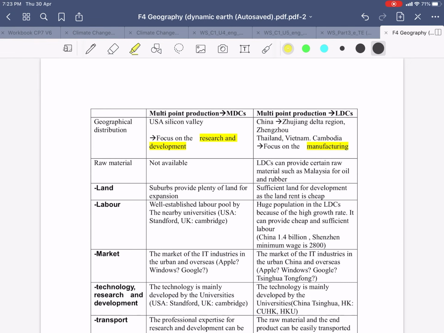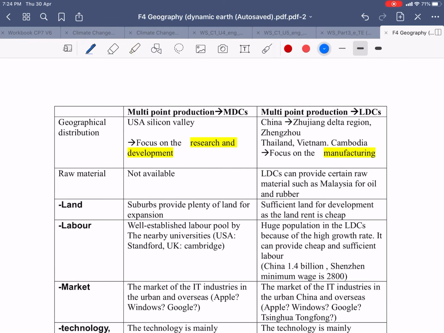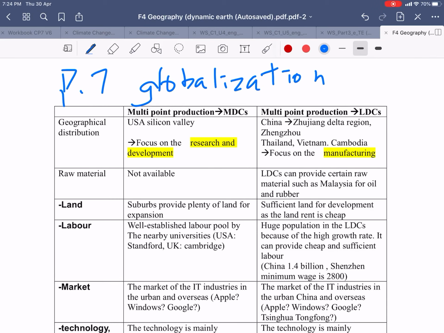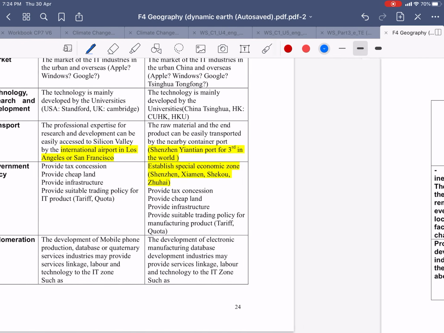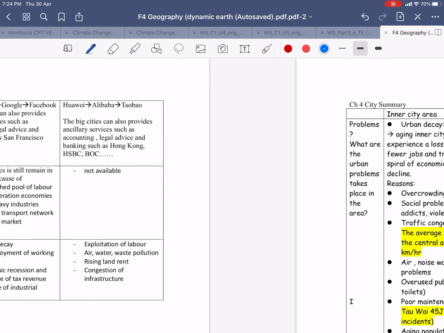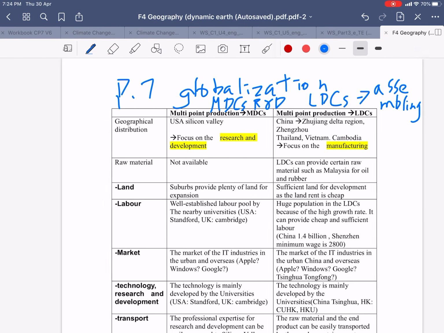And afterward, this one is talking about globalization. Page 7 is your globalization. This one is MDC. MDC mainly takes care of the R&D, and LDC mainly takes care of the assembling. You can have a look one by one. I'm not going to talk with you in detail here. So that's it for chapter 3. See you.